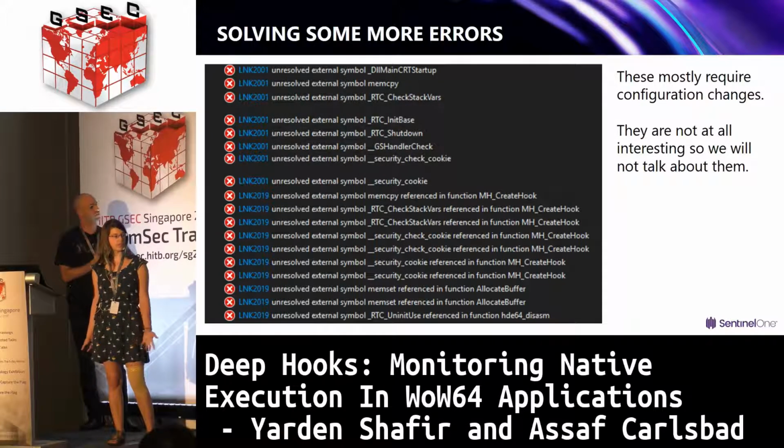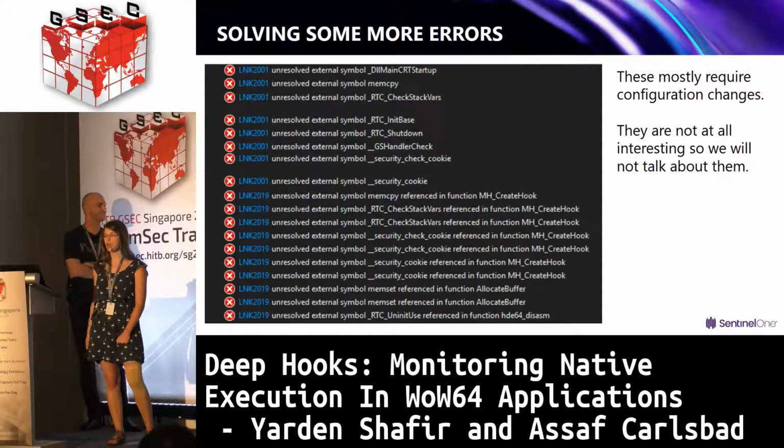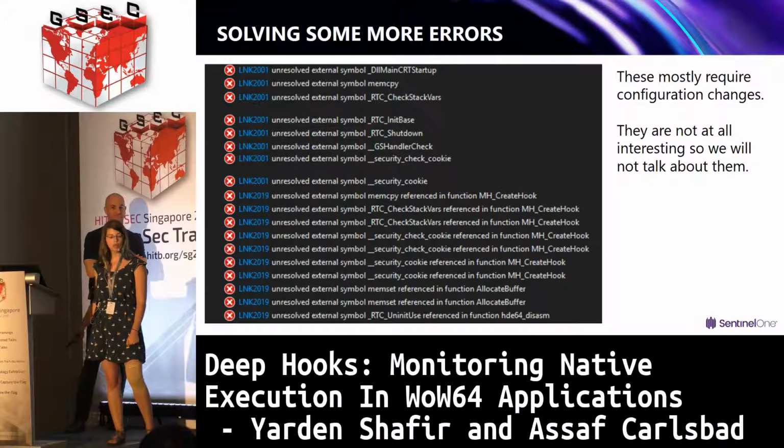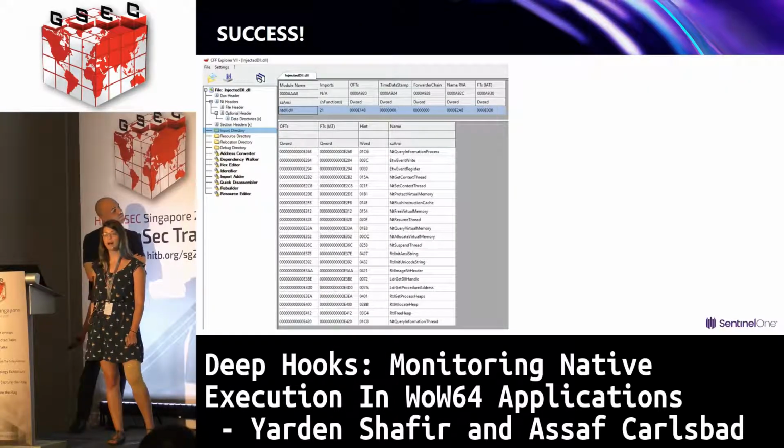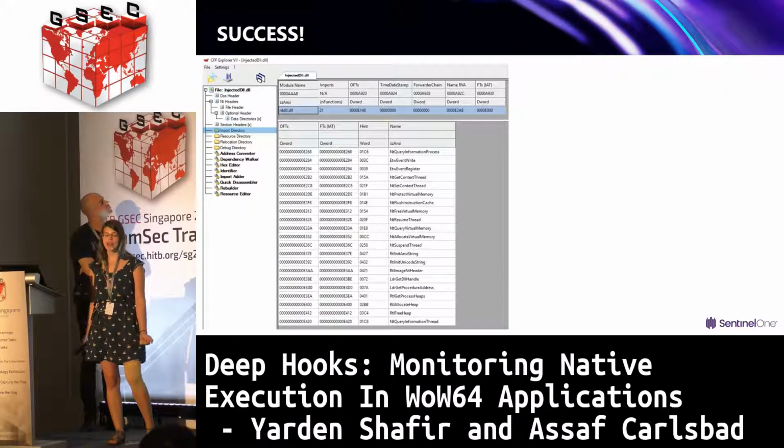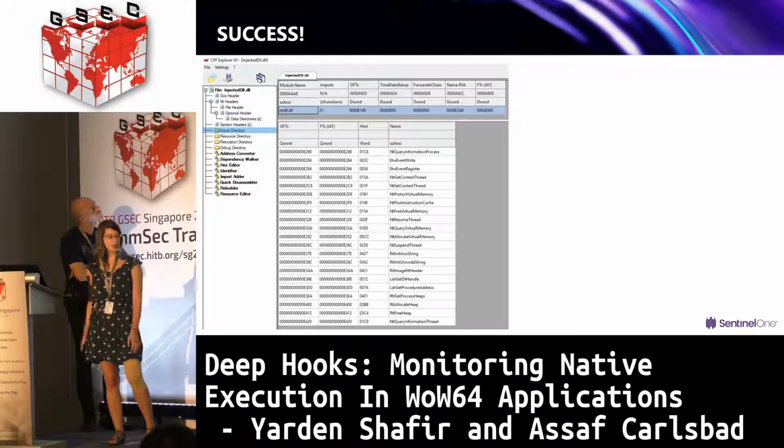So this is all very technical and honestly not super interesting, so I'm not going to go into too much detail here. After we made all of the configuration changes required to fix that, we recompiled our DLL and actually managed to compile a 64-bit DLL, which includes a working hooking engine that only relies on the 64-bit anti-DLL.